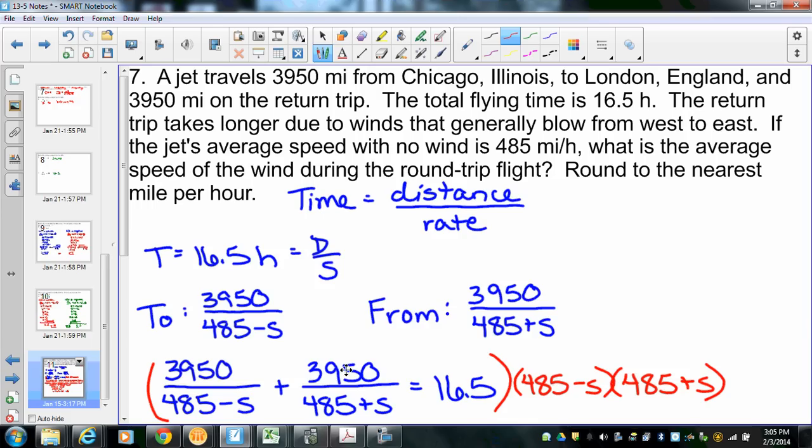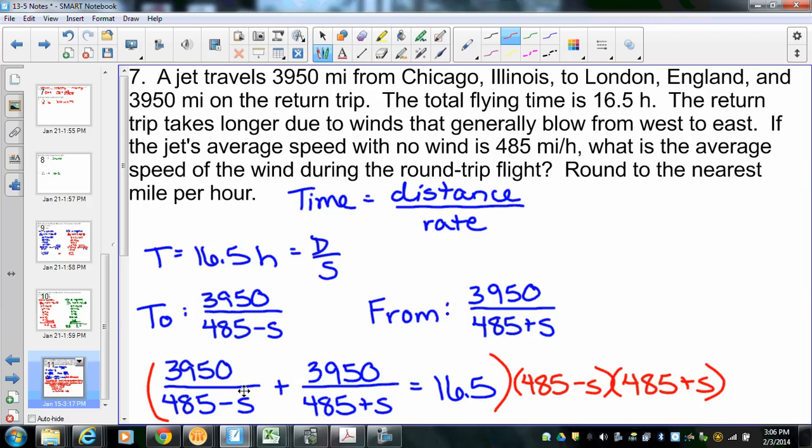And then on the return trip from London back to Chicago, it's the same distance, 3,950, but at this point we're going to have to add the wind speed in because it's going to increase the amount of time that it takes us to get there because the wind is going against us. So we would have 485 plus s, and s in both of these stands for the wind speed. And that's going to equal our total amount of time that we're flying, which is 16.5 hours.